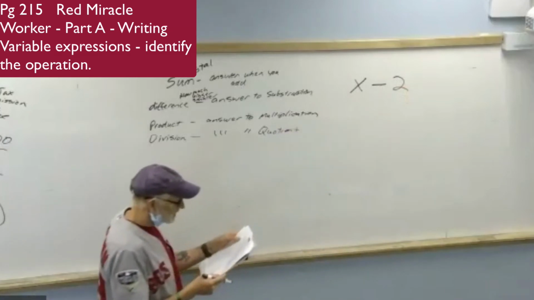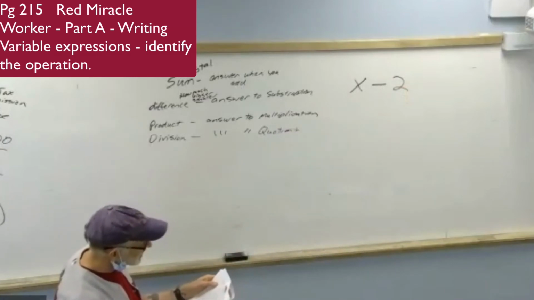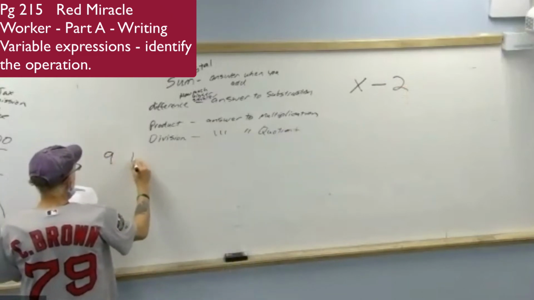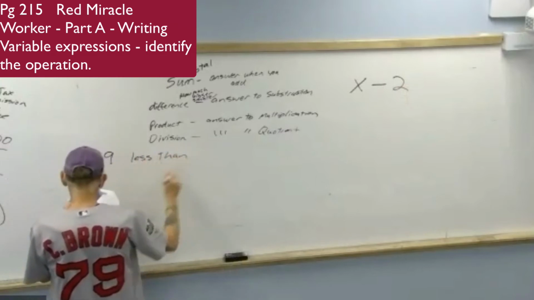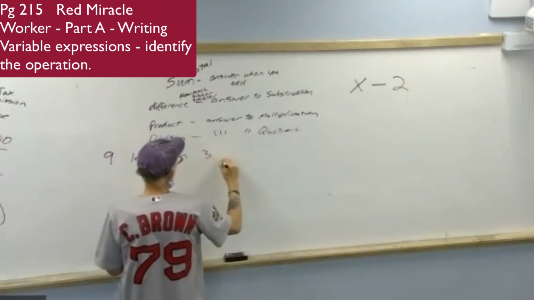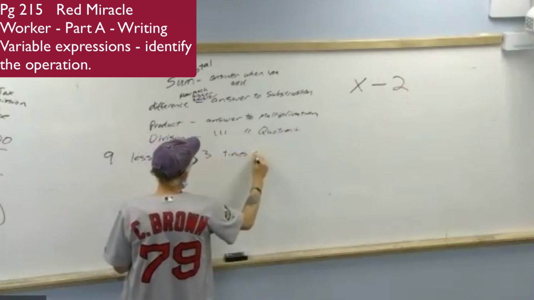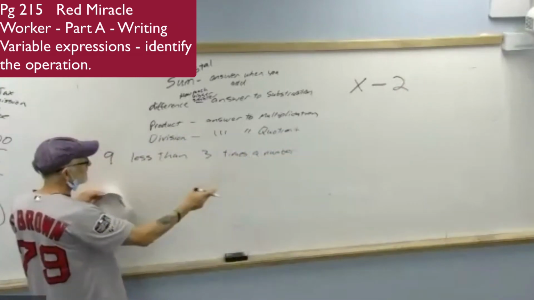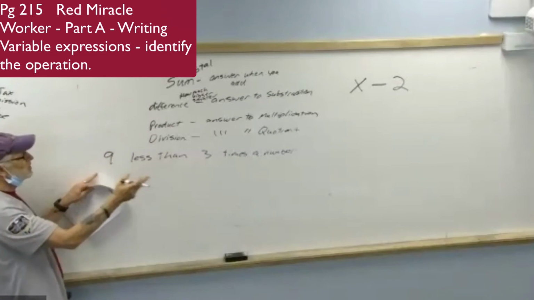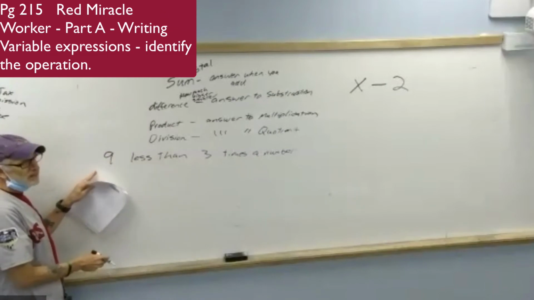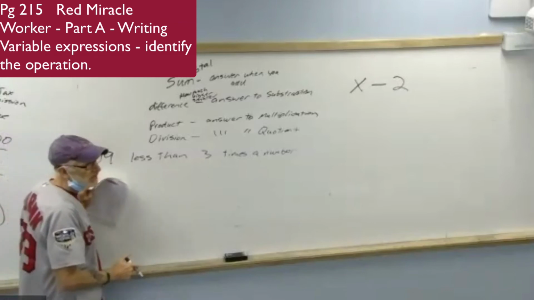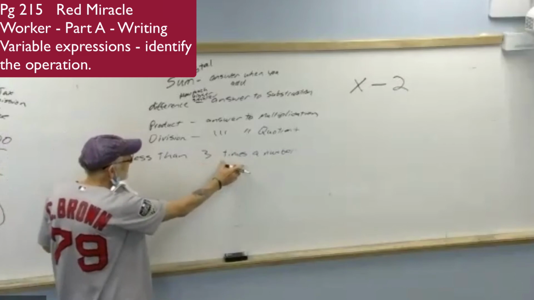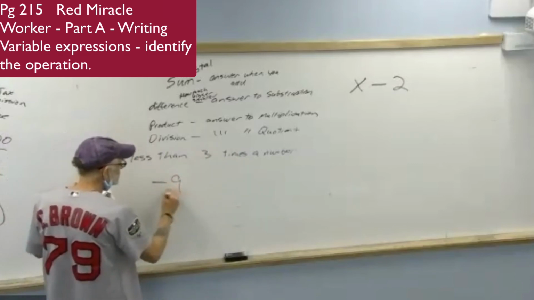Now I'm going to take a look at number 3, because you're going to see those words. It says 9 less than 3 times a number. Now, most people will write 9 minus 3x, but that's not what this means. If I say what number is 9 less than 11, Caitlin, what would you say? It would be 11 minus 9. So 9 less than is always going to be minus 9.